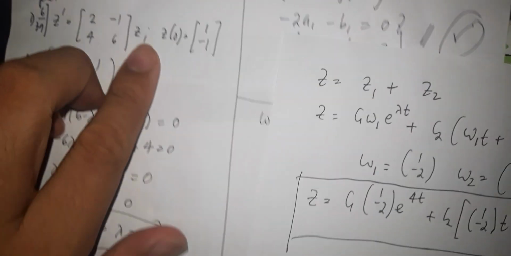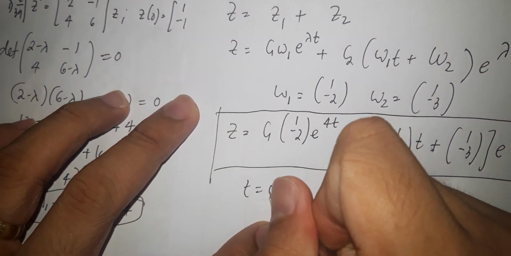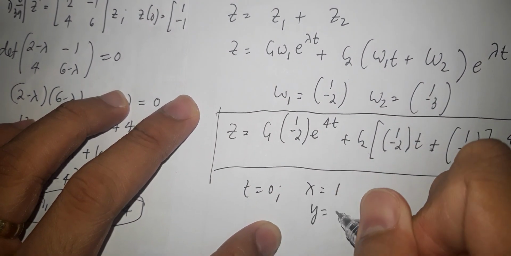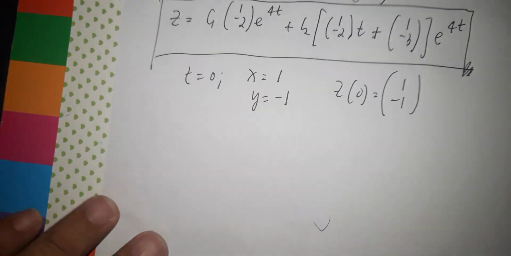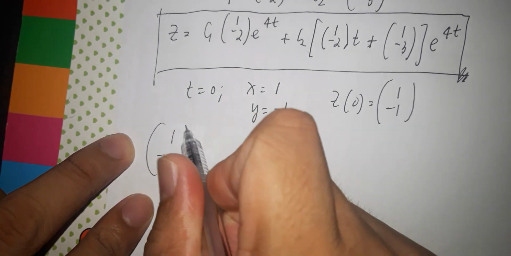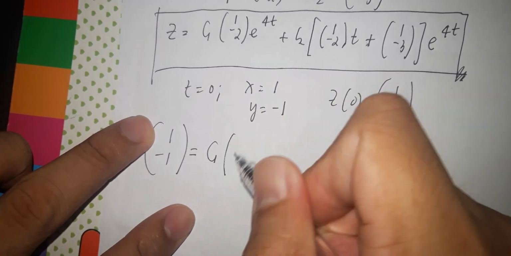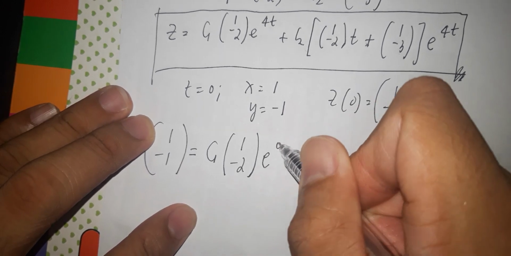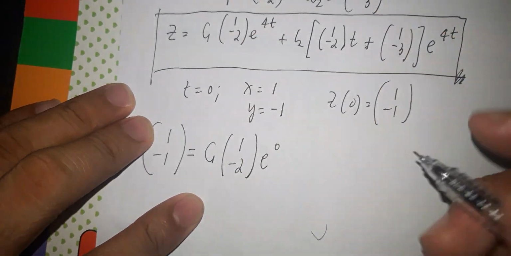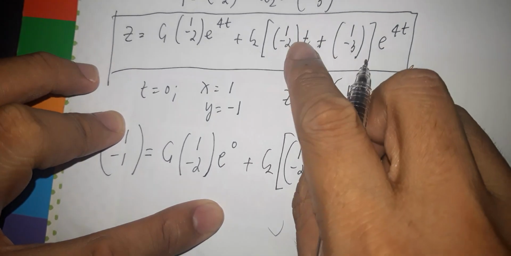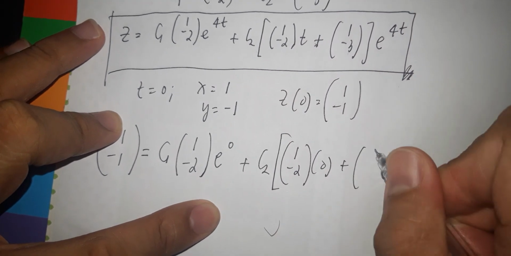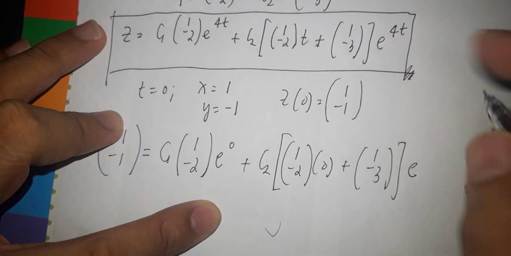So if that will be our general solution, we have an initial condition here that when t is 0, x is 1, y is negative 1. So z of 0 is (1, negative 1). Substituting t as 0, this is (1, negative 1) equals c1 (1, negative 2) e to the 0, because 4 times 0 is 0, plus c2 quantity (1, negative 2) times the value of t, which is 0, plus (1, negative 3) e to the 0.